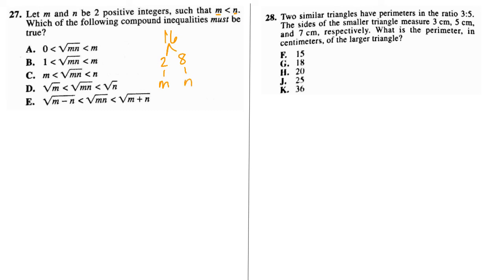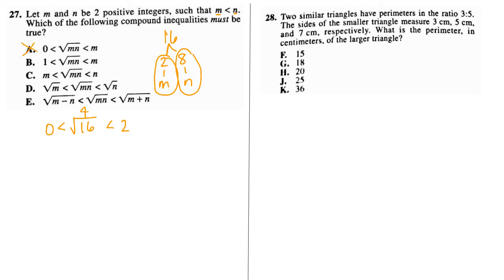So let's go through and plug in and see what we get. So again, m is 2 and 8 is n. So we have 0 for a. 0 is less than the square root of 16, which is less than 2. Well, the square root of 16 is 4, so that's not going to work.